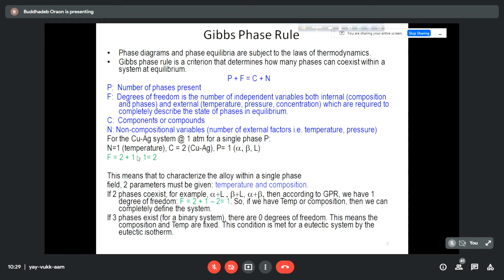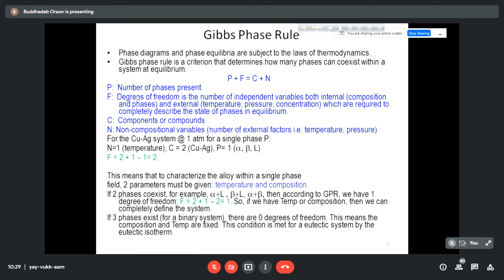Basically, it is independent of pressure then. In a solid system, if you apply pressure, it will not affect the phase diagrams that significantly. So that is why I do not consider pressure as a very important factor. But for liquid and gaseous phase diagrams, it definitely is a factor. That is why N we have taken as 1. Instead of 2, we are taking only temperature, so N equals 1.